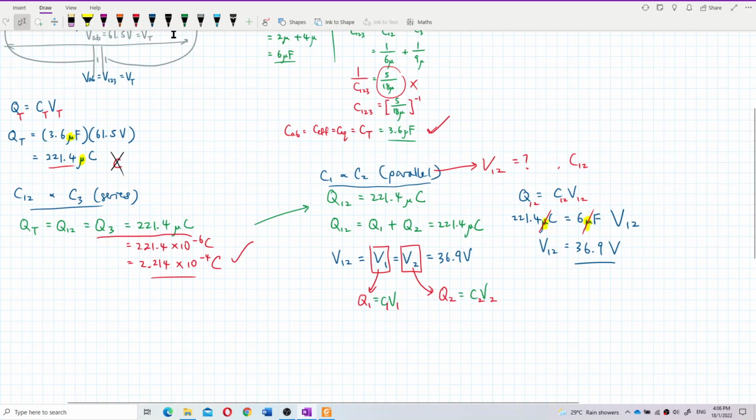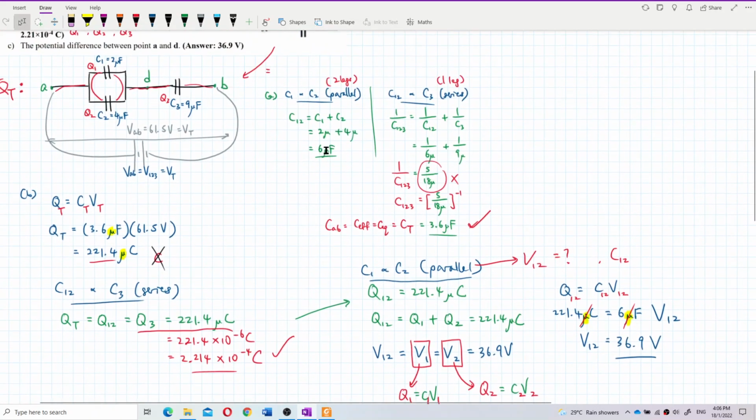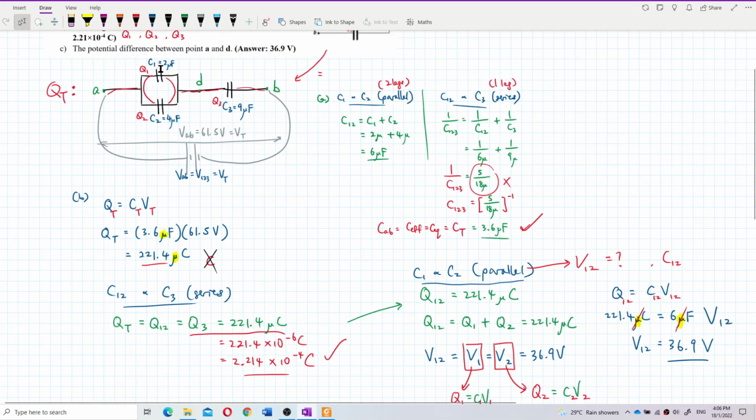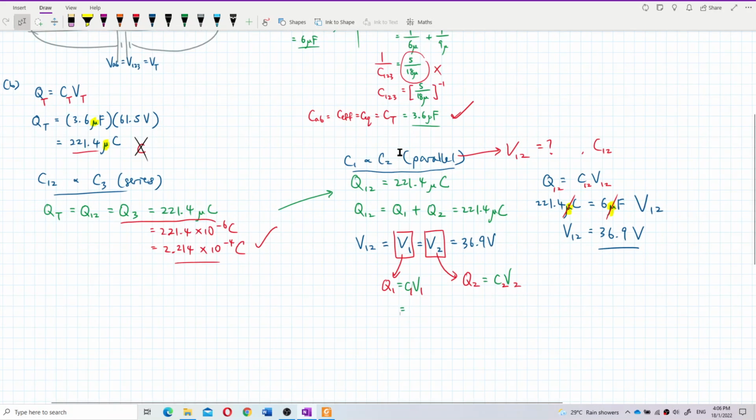Alright? So let's find out the answer. Where's my C1? Do I have my C1? Yes, C1 is 2 microfarad. So I just put 2 microfarad and my voltage is 36.9.